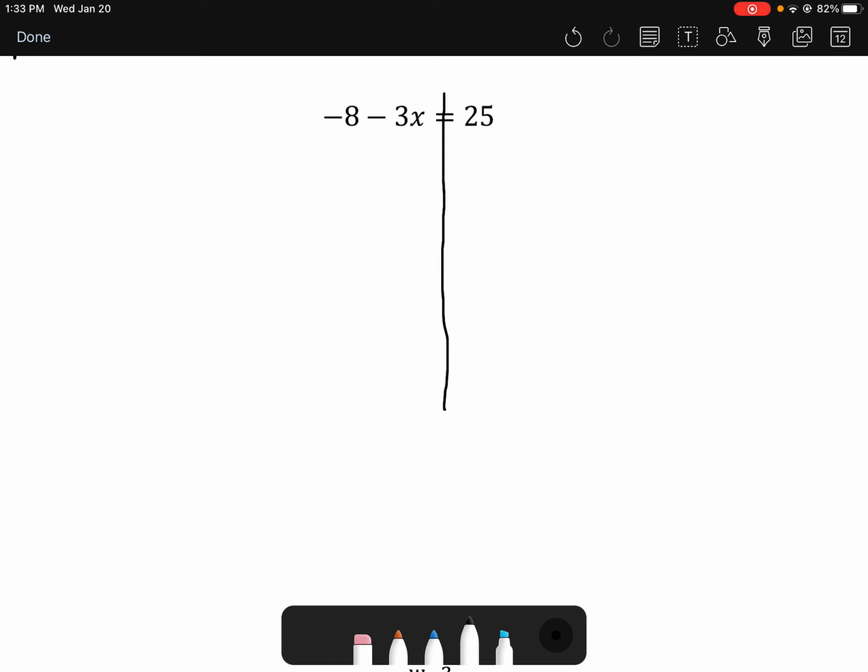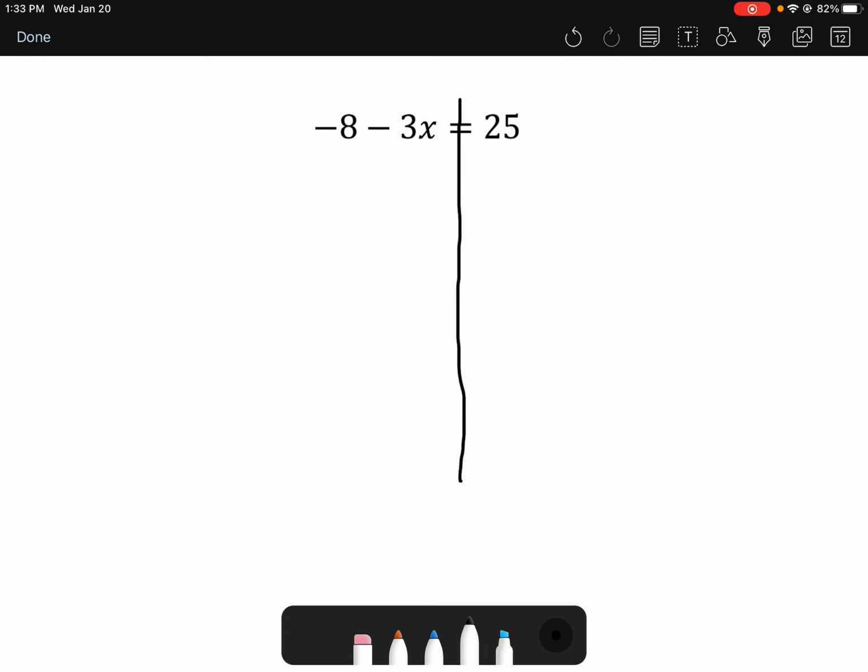Following those 4 steps and using inverse operations to solve this problem. Step number 1 said to use LCO. I am subtracting 3x, so I'm going to go ahead and change that to plus negative 3x. Step 2 says to subtract the constant. My constant here is negative 8, so I'm going to go ahead and subtract negative 8 from both sides. That's going to cancel the negative 8 from the left side, leaving me with negative 3x. 25 minus negative 8. Again, I could use LCO again here to have 25 plus 8, which will give me 33.